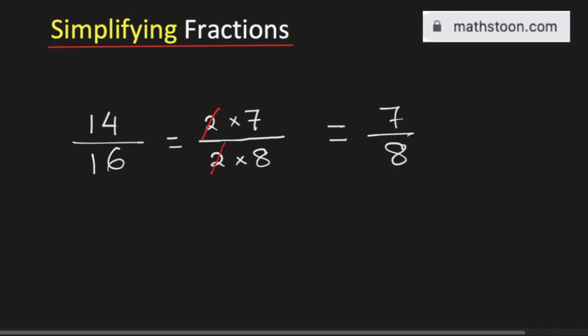Therefore 7 by 8 is the simplified reduced form of the fraction 14 divided by 16, and this is our final answer.